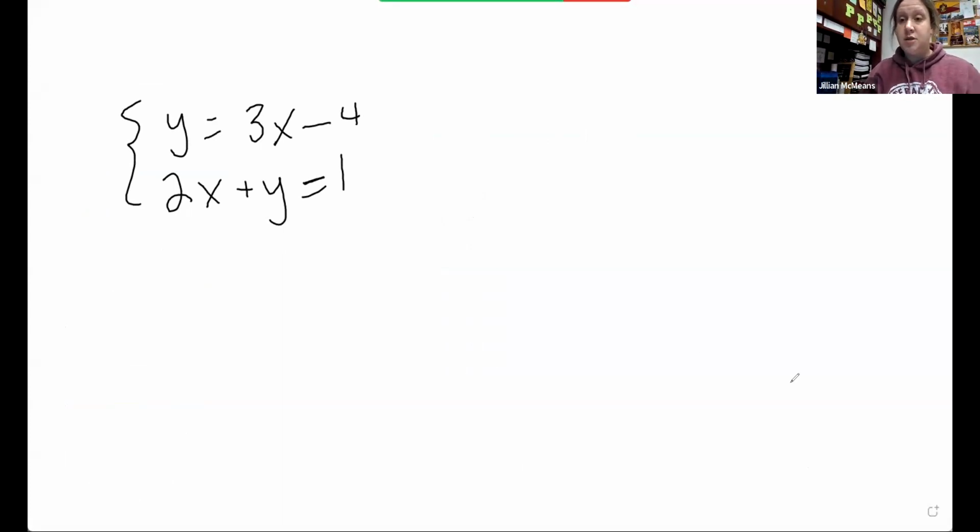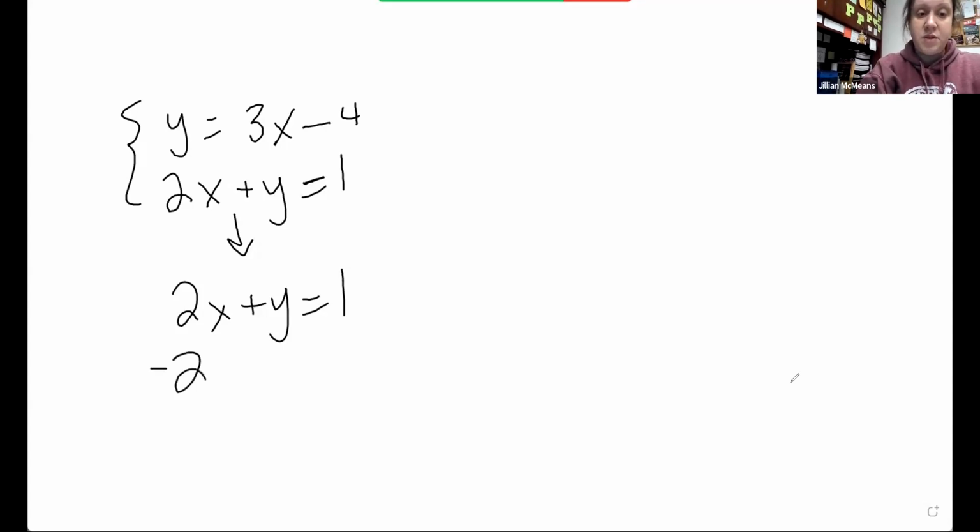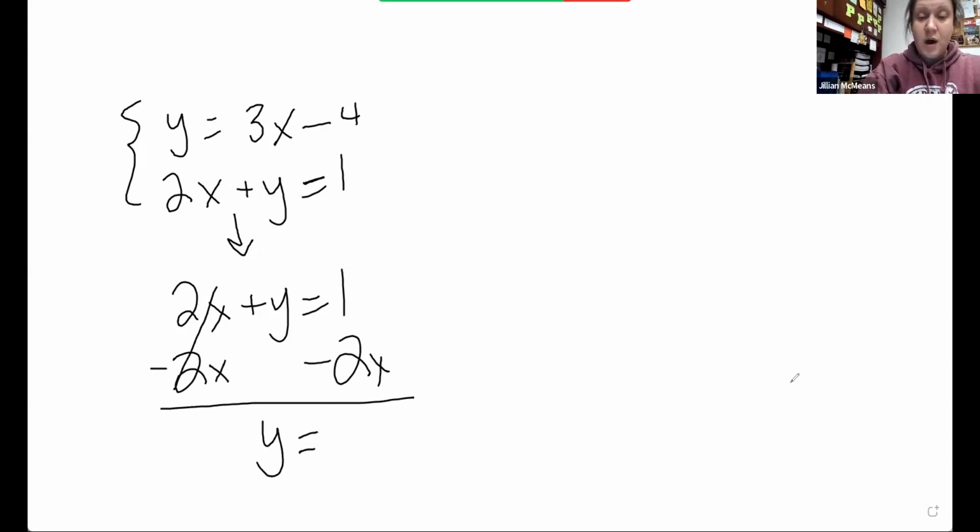So the first equation is good to go. I can type that in. It's already in the form y equals. It's the second equation that I need to work on. So I have 2x plus y equals 1. I need to get y by itself. The issue is this plus 2x. The way I move the plus 2x is by subtraction. So 2x minus 2x is 0. 0 plus y is y. y equals negative 2x plus 1.